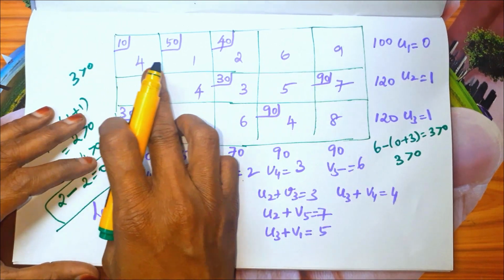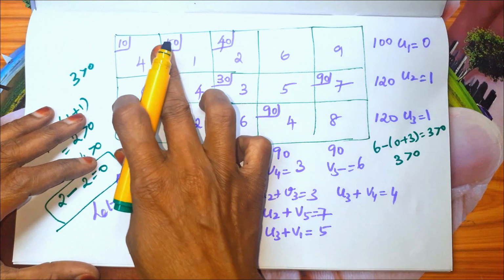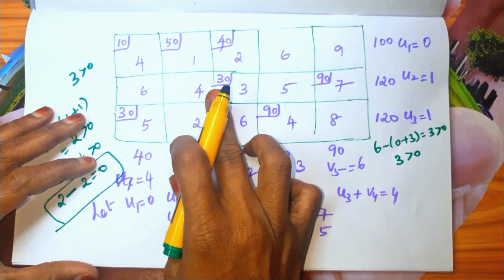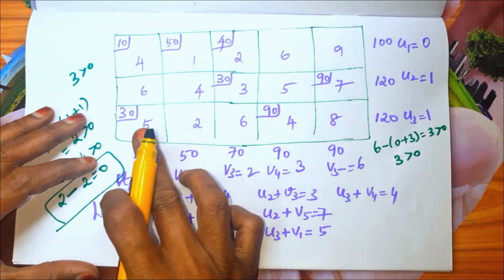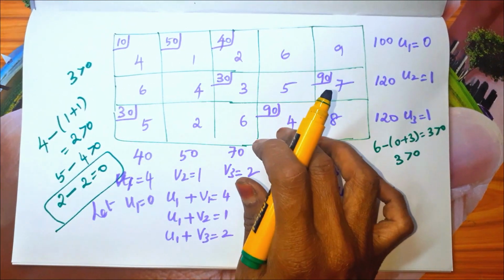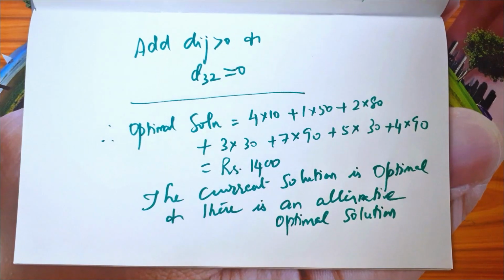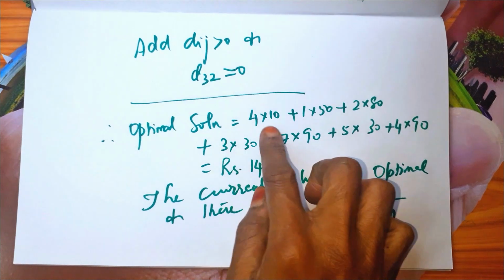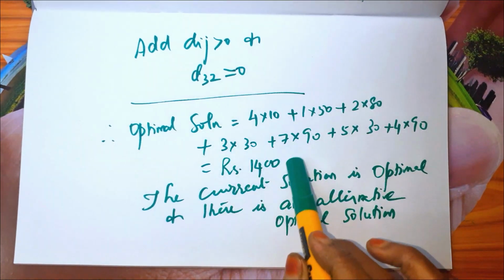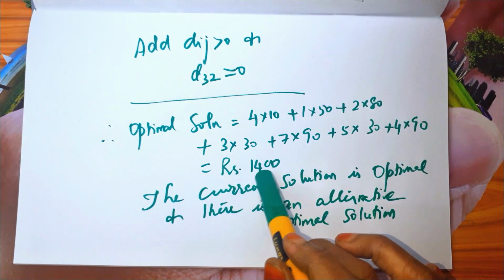So the optimal solution is equal to 4 into 10 plus 1 into 50 plus 2 into 40 plus 3 into 30 plus 7 into 90 plus 5 into 30 plus 4 into 90. This is our optimal solution. I have written everything in the final answer. The optimum solution is equal to the cost into the allotments we made, 4 into 10, like that I have multiplied, and the final answer I am getting is 1400.